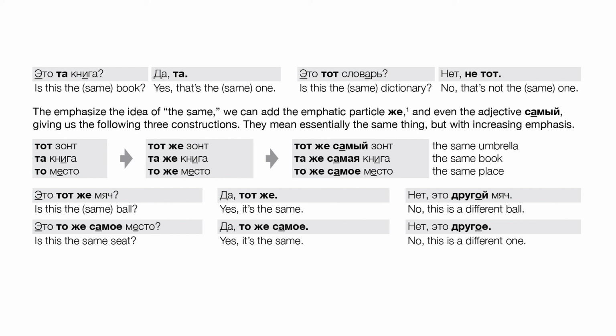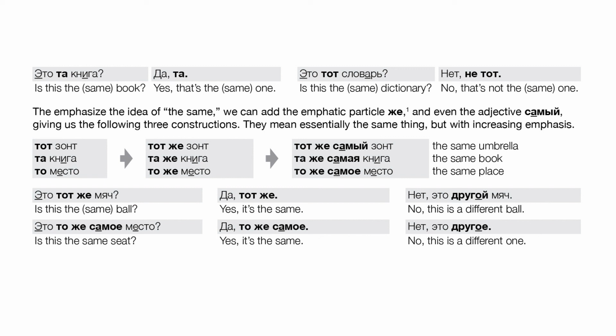So we'll have to talk about this later, but it's used all the time in Russian. Here, again, it's really putting emphasis on tot, meaning this is the very same umbrella. To be even more emphatic, you can throw in an adjective samyi, and we get this little construction, tot je samyi, meaning the exact same. So that's extremely emphatic, the exact same umbrella.